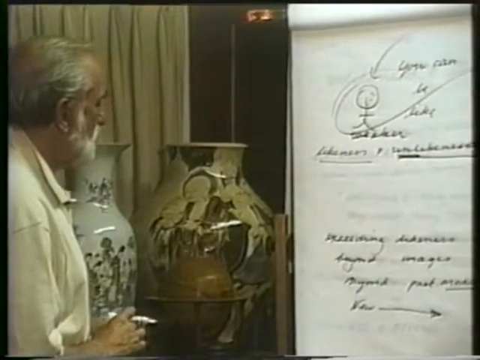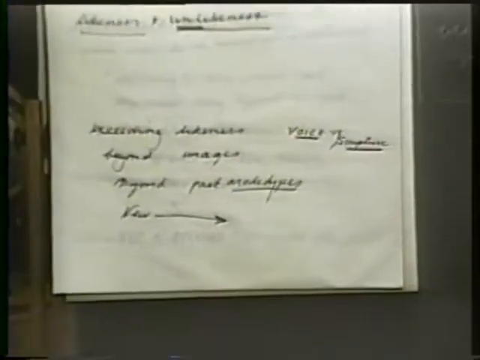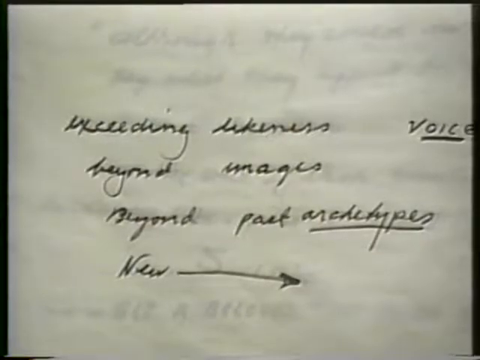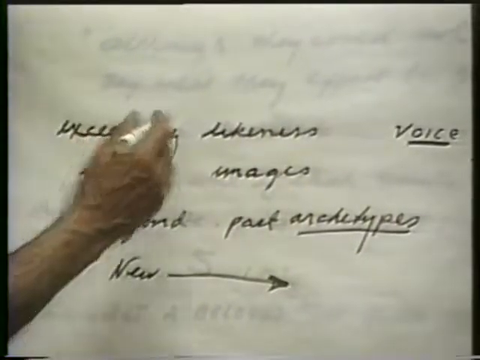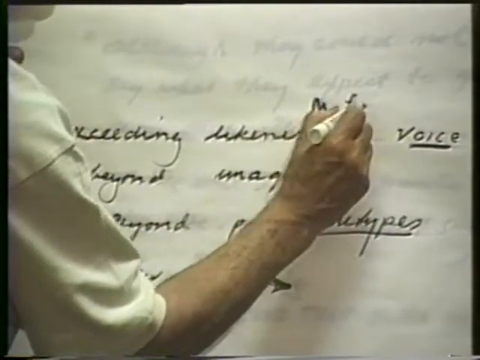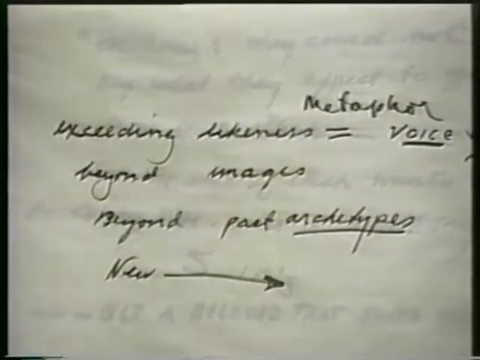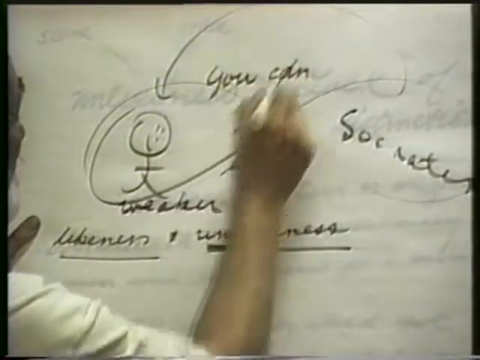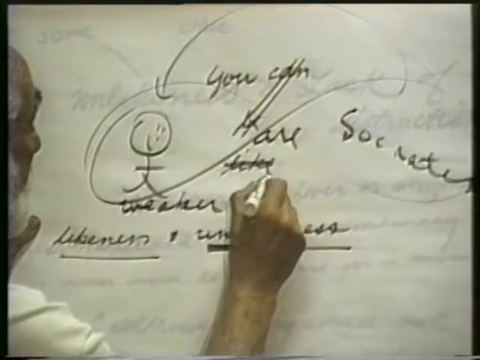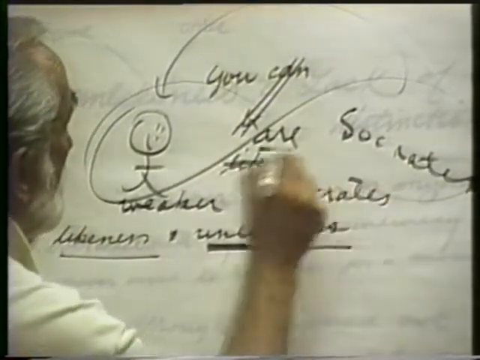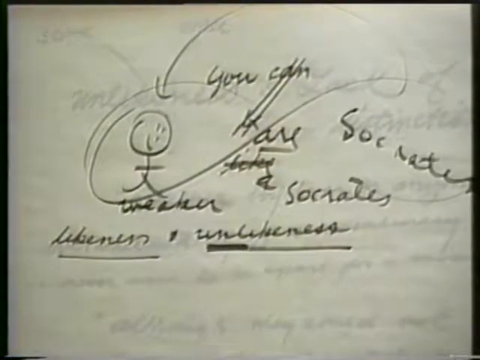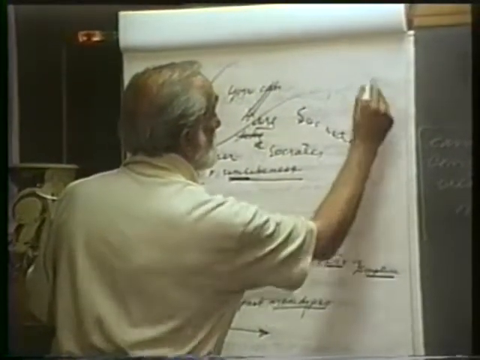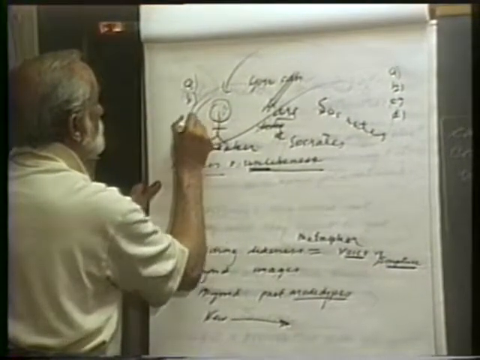Therefore, what happens when you find that there is an exceeding likeness, such as we have here? Well, the more that likeness becomes identical, then you have a metaphor. To the degree that you can continuously develop your likeness to him, to that degree we can say you are a Socrates. Who is that? You are a Socrates. That's a metaphor. But that's only if all of the qualities here, to the same degree, can be found developed on this side.